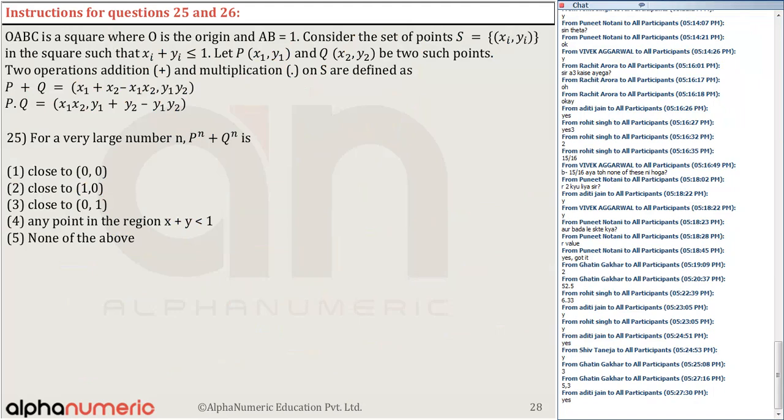OABC is a square where A is the origin. Okay. So let me draw a square first of all. So this is a square. I can mark this as point O, A, B, C. AB is equal to 1. Consider the set of points in a square such that x1 plus y1 is less than equal to 1.